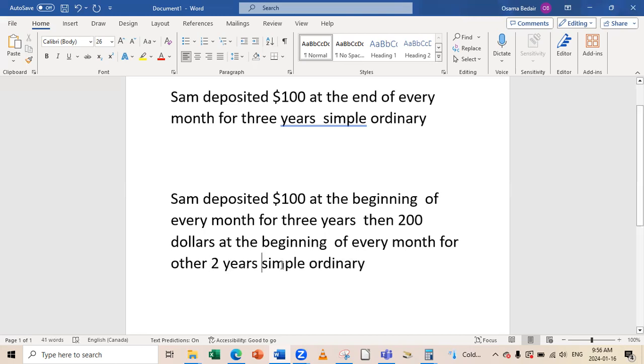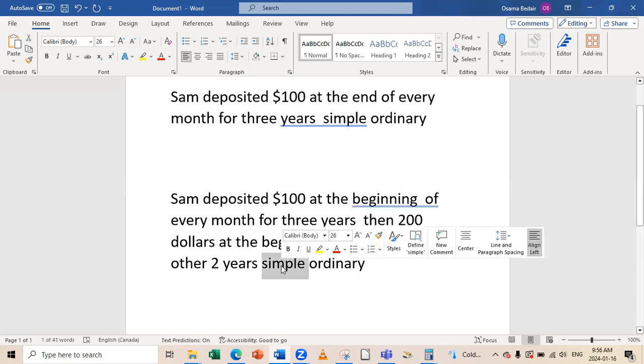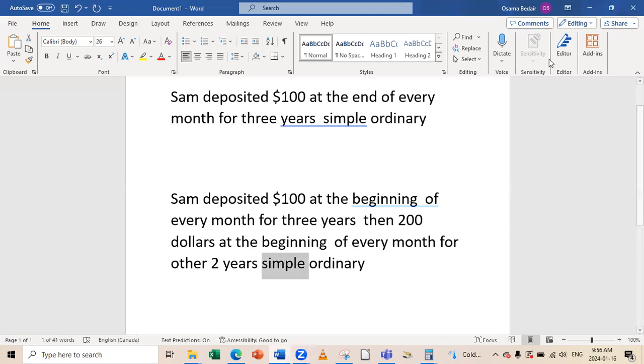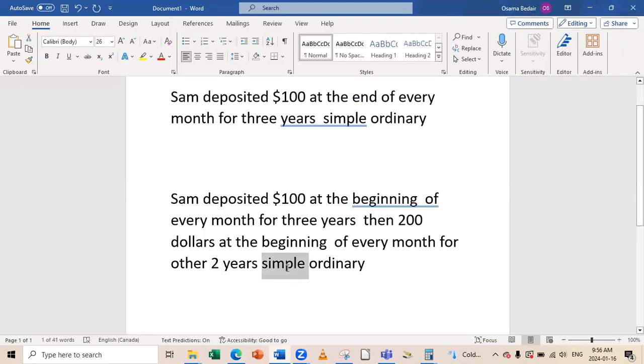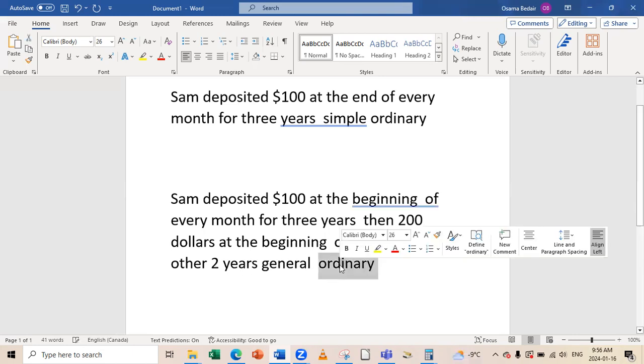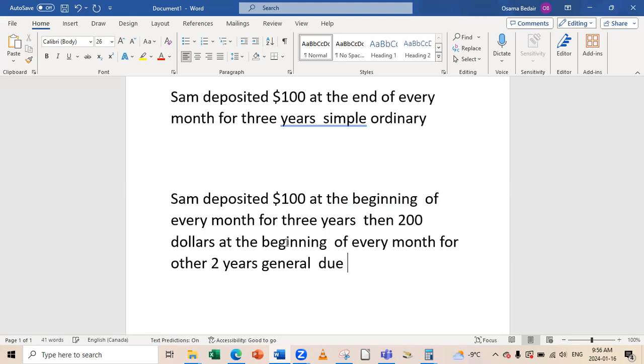Here it is not simple. It is not equal here, so it is general. I will change the word simple with the word general. And ordinary, no, it is due. Why? Because it is at the beginning, so it is due.